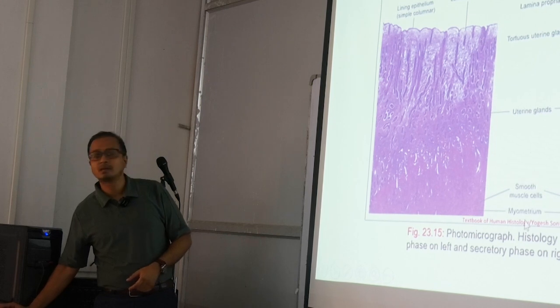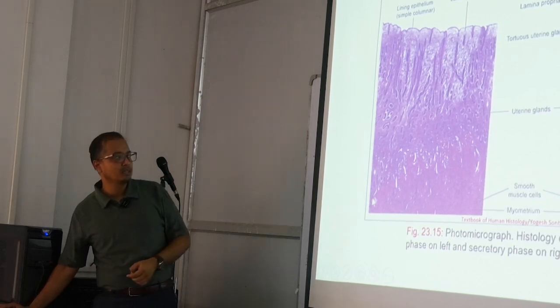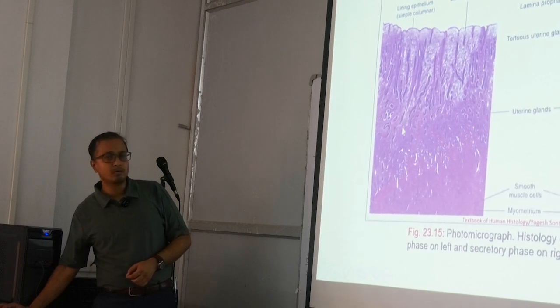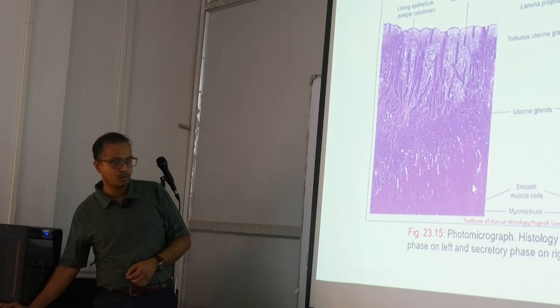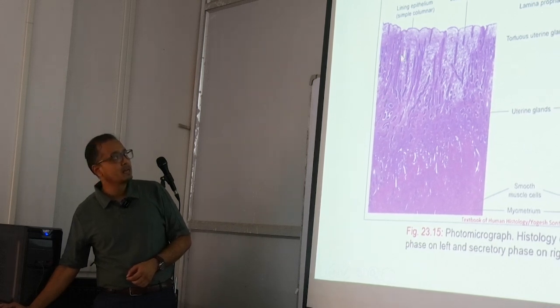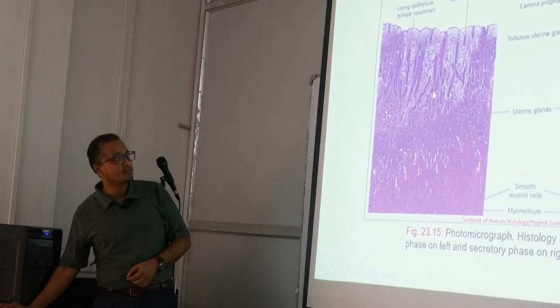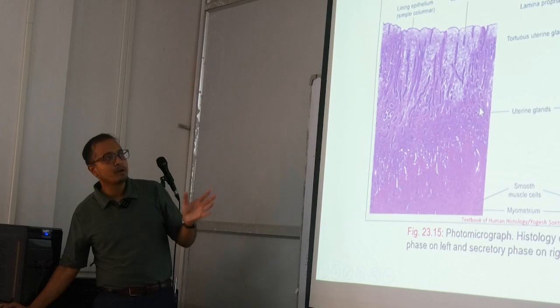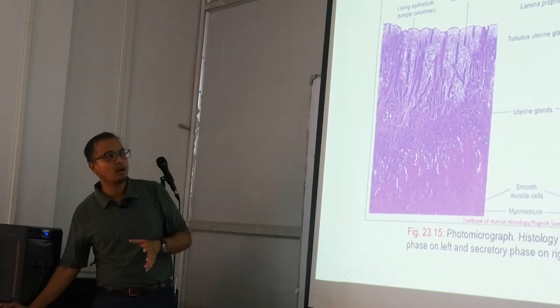So this is a real picture of the histological slides. This is the lumen side, this is the epithelium, this is the lamina propria, and then we have the muscle layer toning down there. This is the early phase of the menstruation, where the glands are pretty much straight, in a simple form. And compared to here, it looks like everything is coiled and kinky.